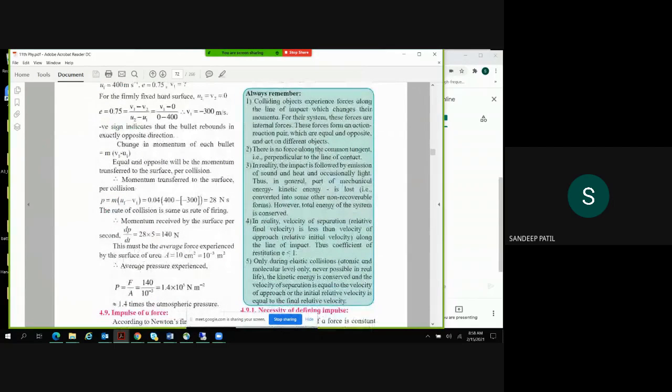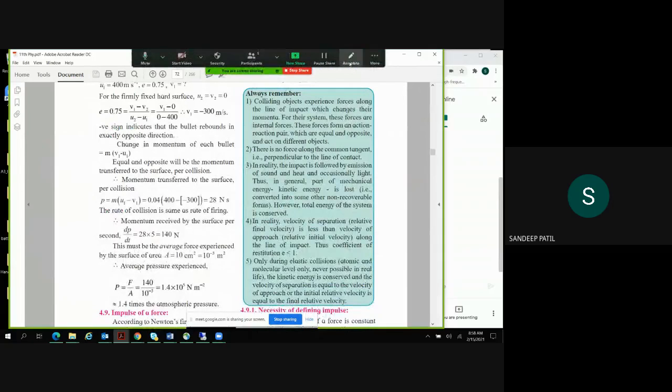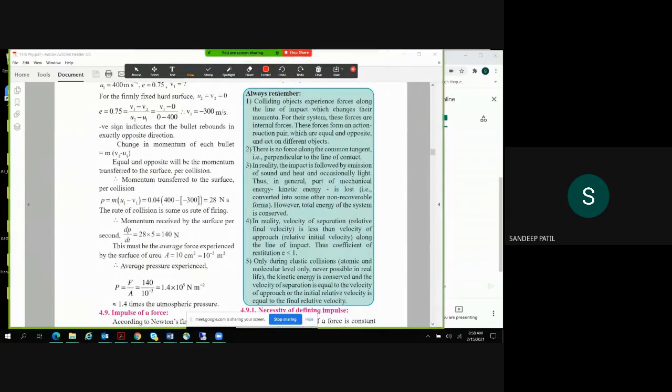So these are some notes. Colliding objects experience force along the line of impact, which changes their momentum. We know that colliding objects experience force along the line of impact.